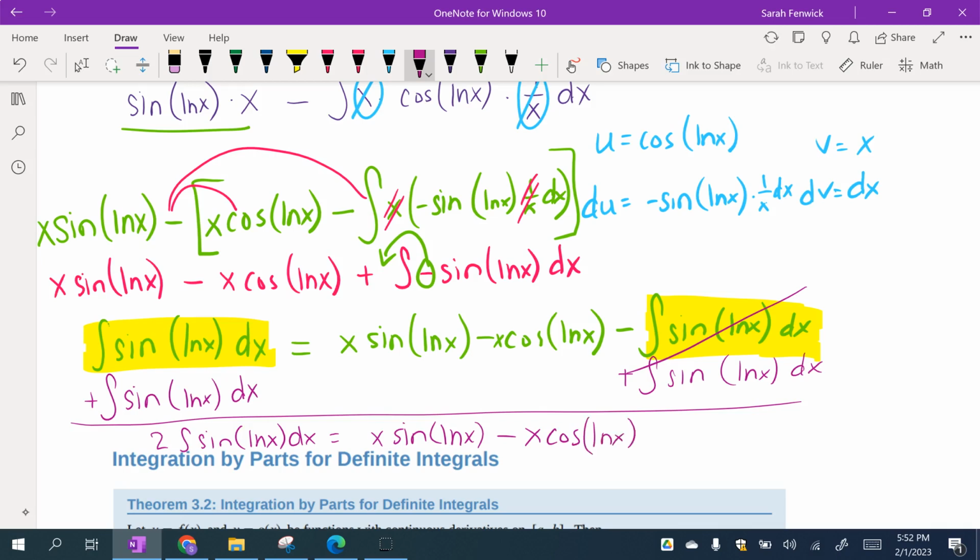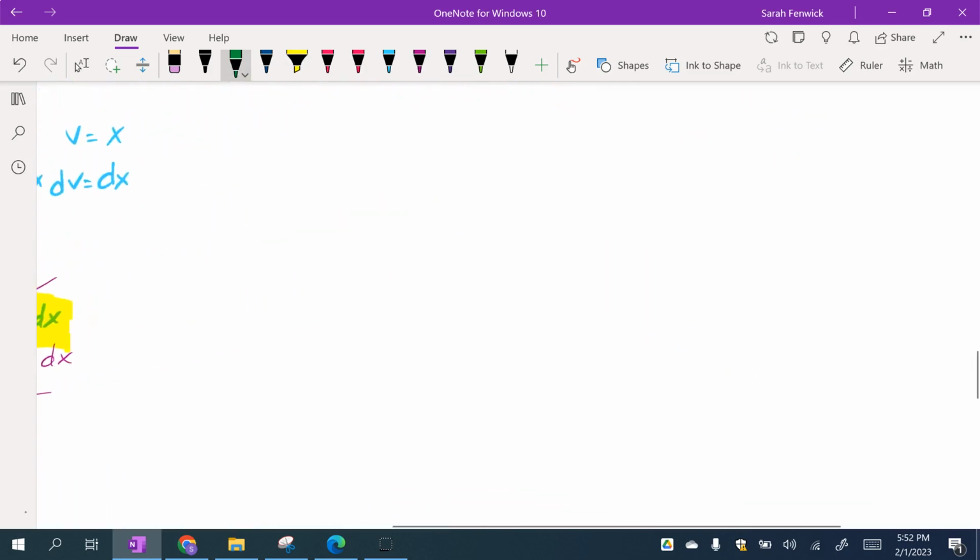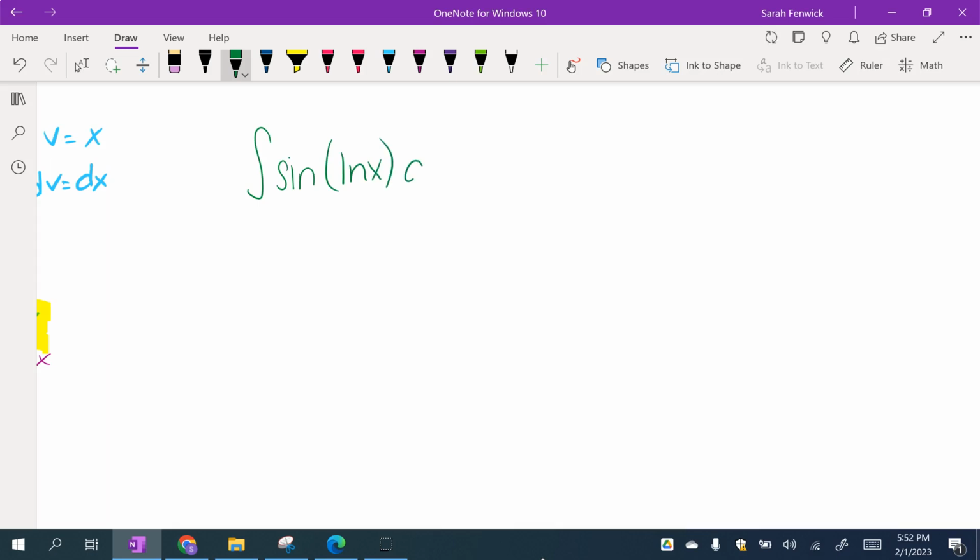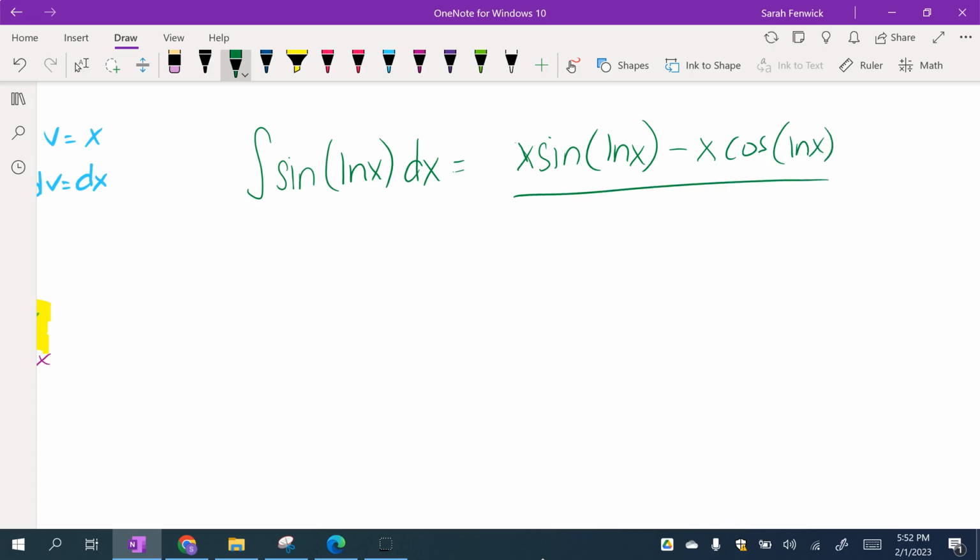To get my integral by itself over here, I'm going to divide both sides of the equation by 2. So we're going to have the integral of sine ln x dx equals x sine ln x minus x cosine ln x all over 2.